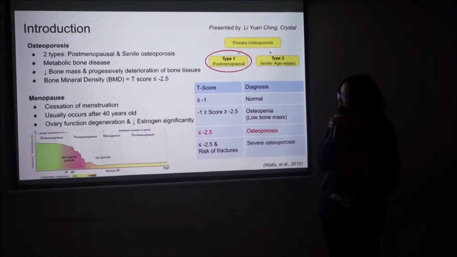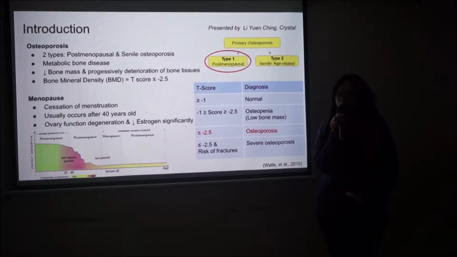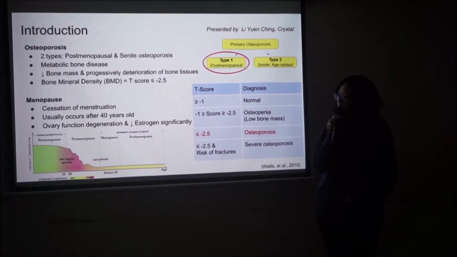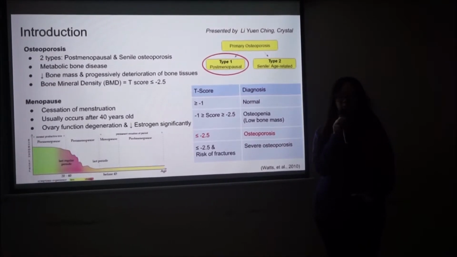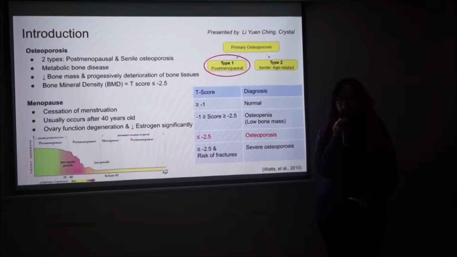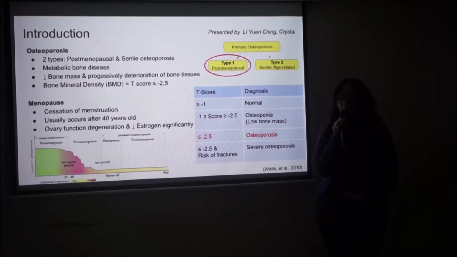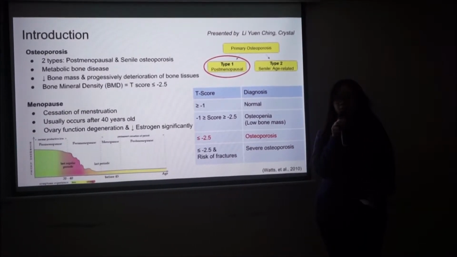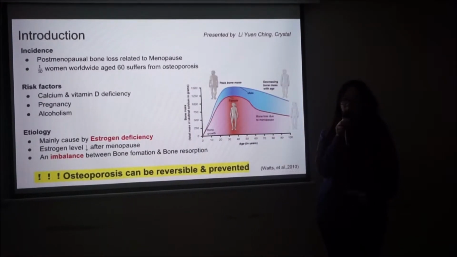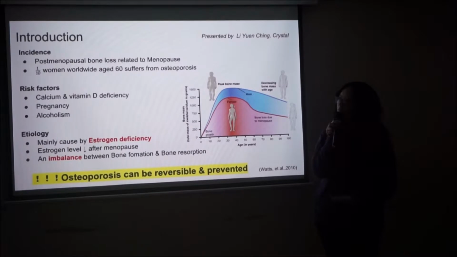Menopause is regarded as the cessation of menstruation. It usually occurs after 40 years old. The ovary produces the female hormone called estrogen. Its function degenerates in menopause and the production of estrogen decreases. In the figure below, you can see the estrogen remains high before menopause. It decreases significantly after menopause.